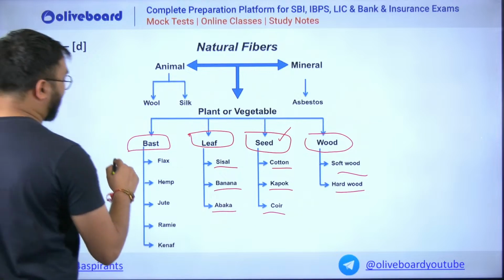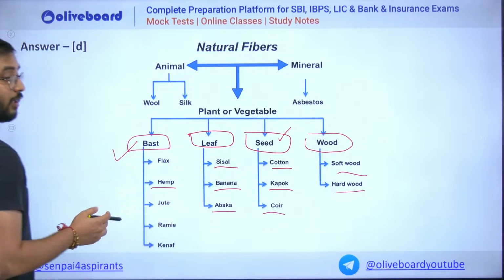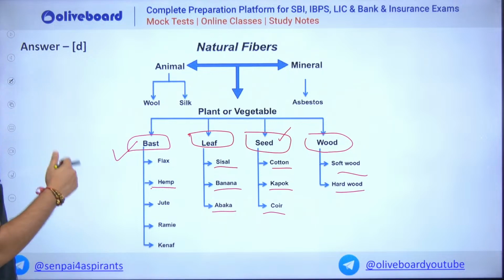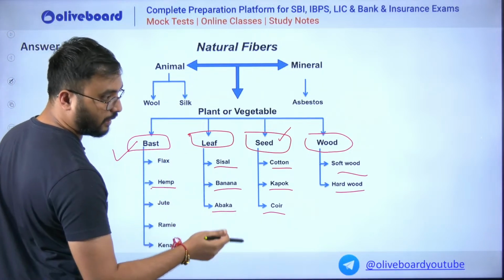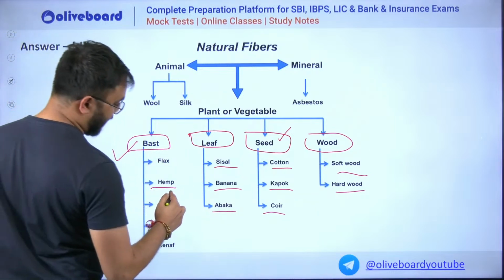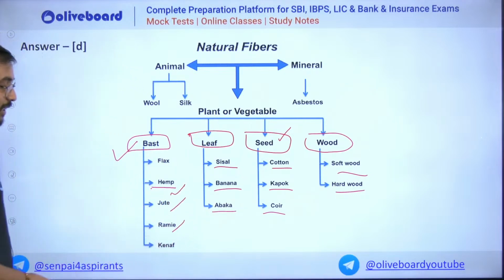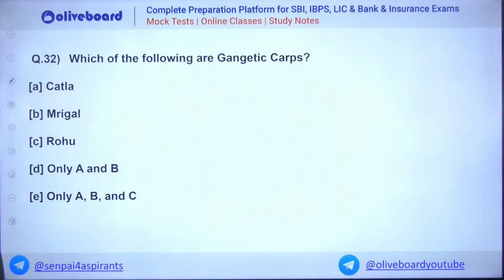Then we call bast, this is nothing but stems, or the bark of the tree, that is fleshy herbaceous crop. That stem or that flesh would be called as bast. Hemp, jute, rami, kinaf, flax, these are your examples of bast fiber.